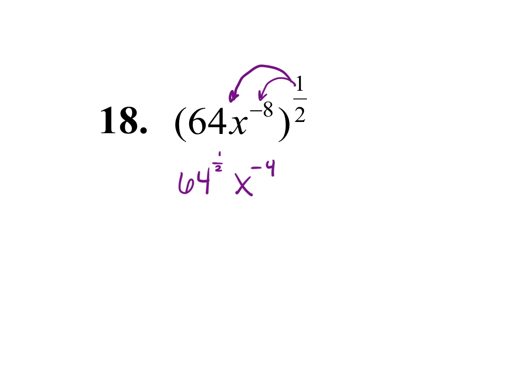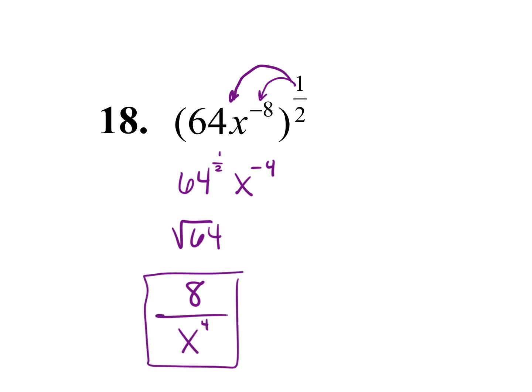Again, your calculator will do it for you. Plug in 64 to the 1/2 power, and your calculator is going to tell you that's 8, okay? But it is the same as saying the square root of 64. So 8, and then x to the negative 4th, what do you do with that? Flip it. You got to flip it. So you need a denominator of x to the 4th, right? That's got to move down because of the negative.